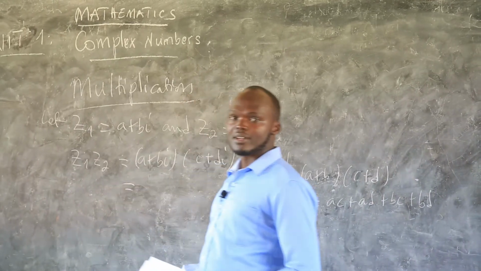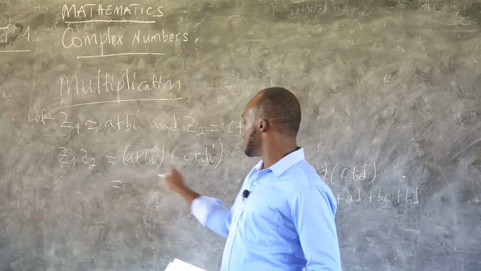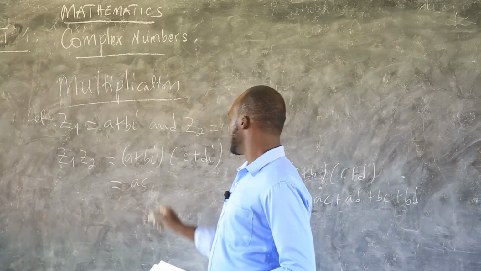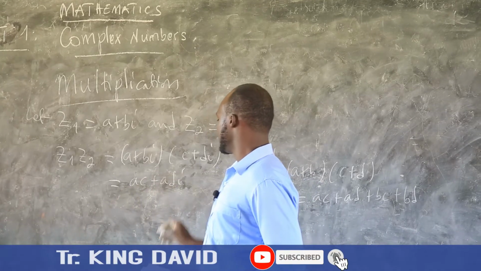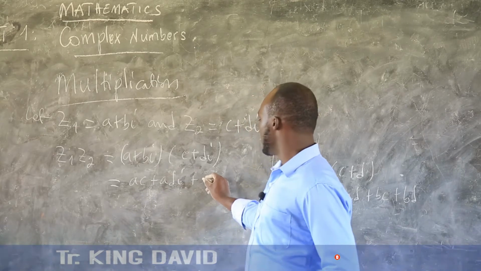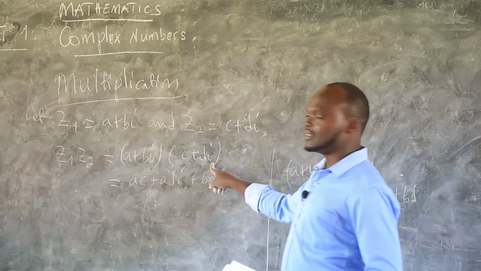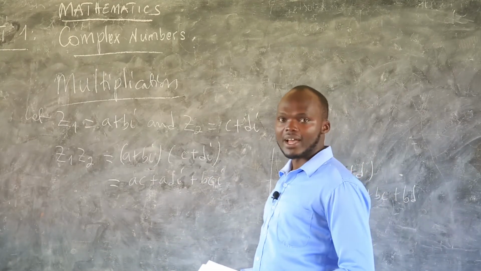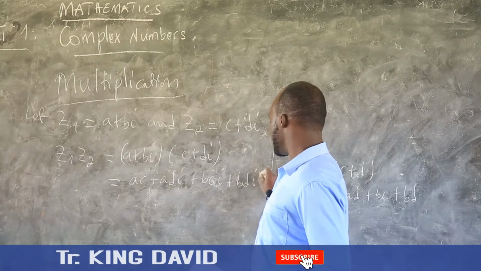So it is the same thing, but remember, I squared is -1. So A times C, that is AC. A times DI, that is ADI. Then BI times C, that is BCI. BI times DI, that is BDI squared. And I squared is -1.